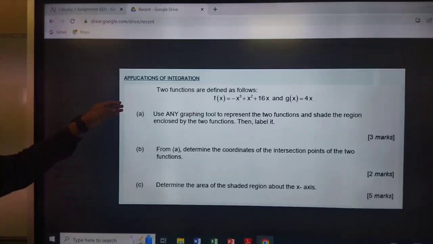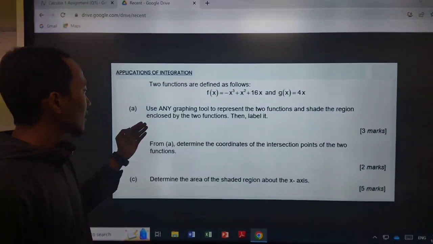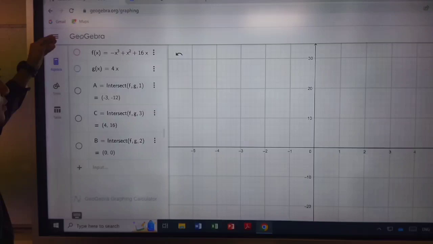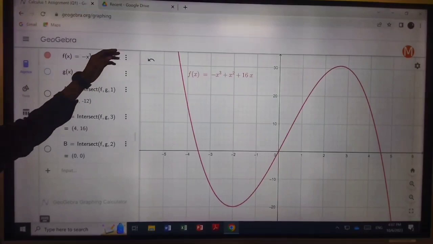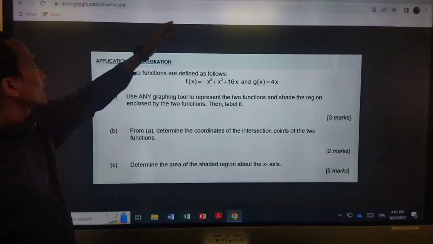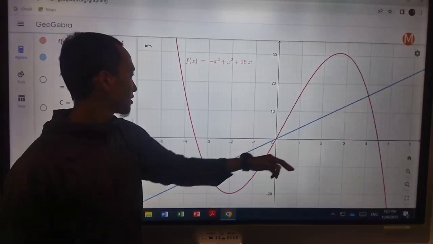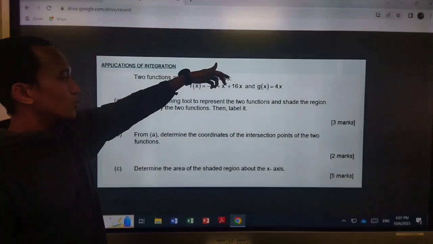Question A: use any graphic tool to represent the two functions and shade the region enclosed by the two functions, then label it. The graphic tool that I use is GeoGebra. The first function is f(x) equals negative x cubed plus x squared plus 16x. You put it in GeoGebra and it will plot the graph for you. The second function is g(x) equals 4x. The first one is the red one, f(x), and the second one is g(x), the blue one.